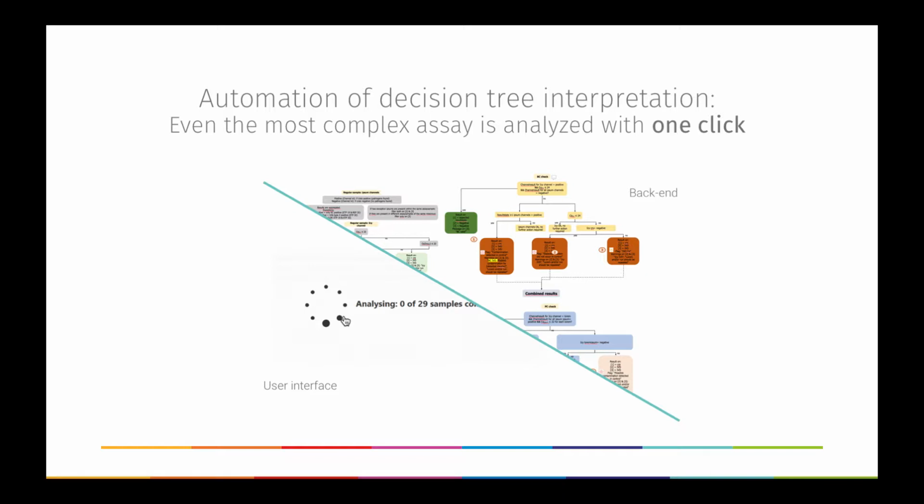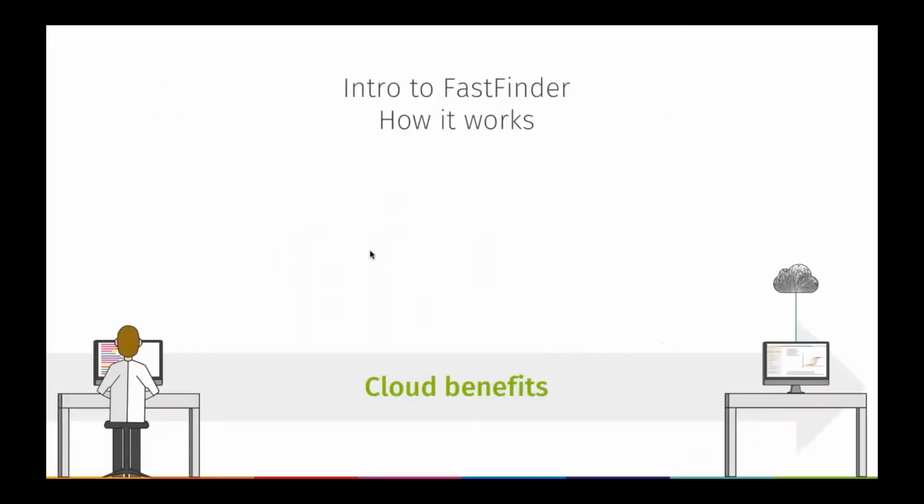And the only thing the user sees is this spinning wheel that says analyzing and has a countdown, and at the end he gets an overview of his results. So that's actually what we like to call a very easy way to go over it, and in 3 clicks you'll actually have even the most complex assay analyzed with FastFinder.